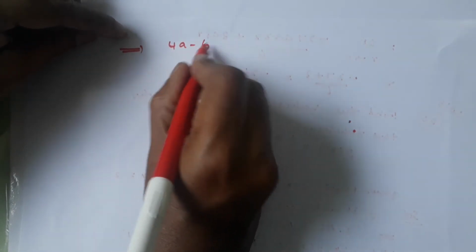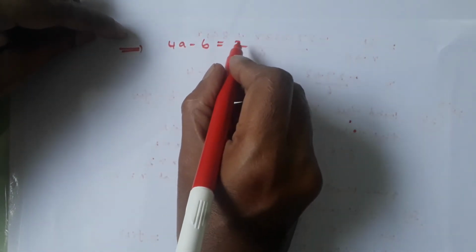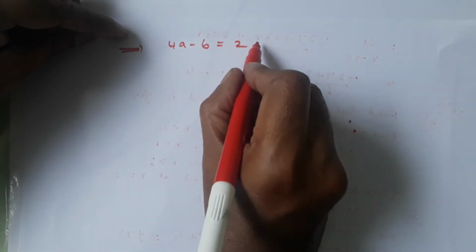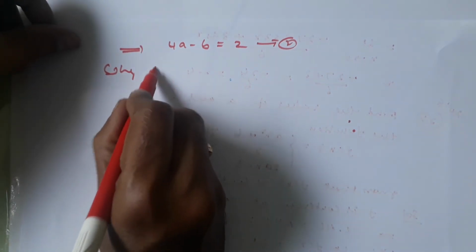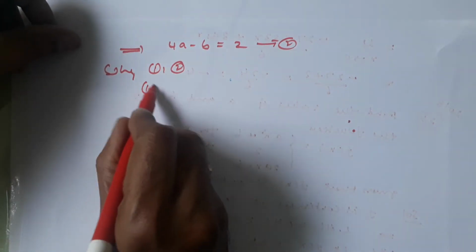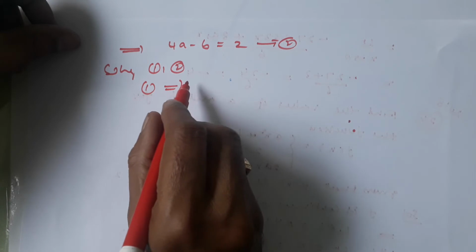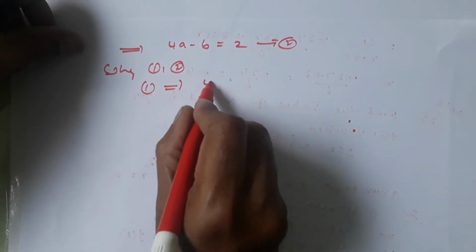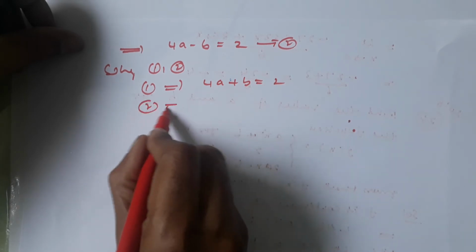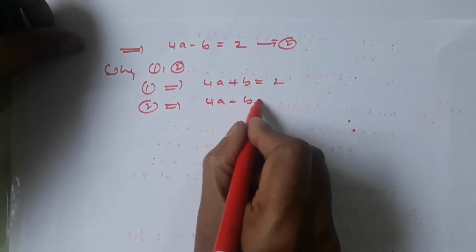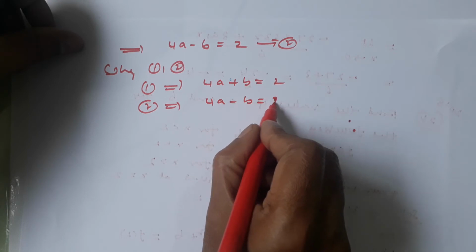So that implies, apply the limit value. Now 4a minus b is equal to 2. Take this as equation 2. Solving 1 and 2, the first equation is 4a plus b is equal to 2, and the second equation is 4a minus b is equal to 2.